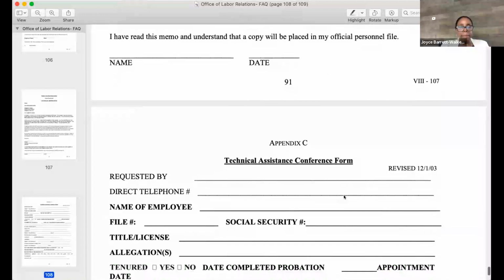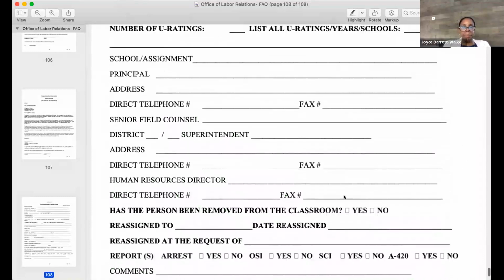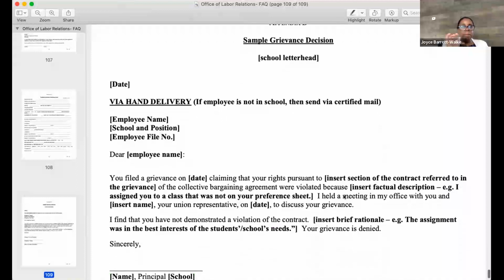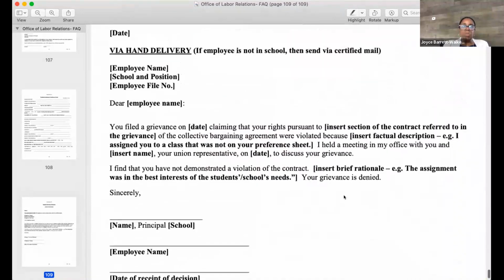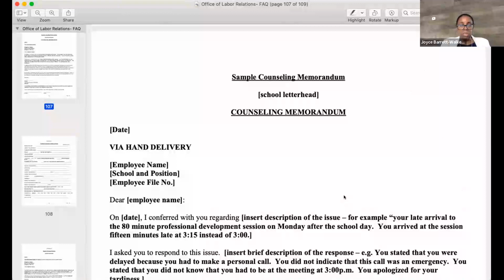And the other one, for those people who have technical assistant conference form, this is it. And your sample grievance decision. So these are documents that will support anything you need to know. And I also want you to know that at the last workshop, someone asked about teachers who are not performing appropriately. You still follow the same progressive discipline and you address that. Any questions? Okay. I'm going to stop sharing this screen and go back into the other screen.